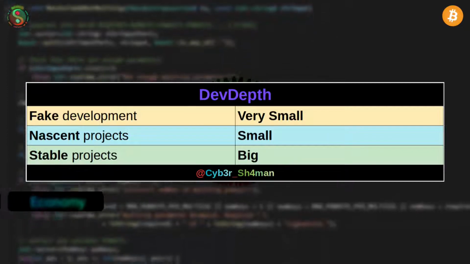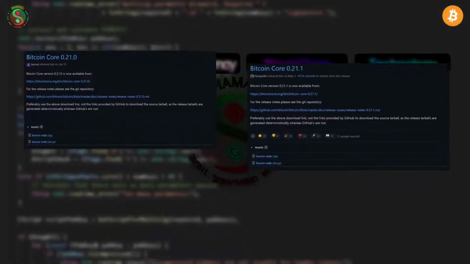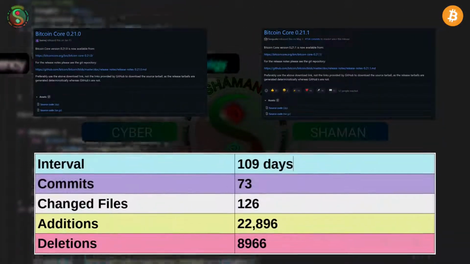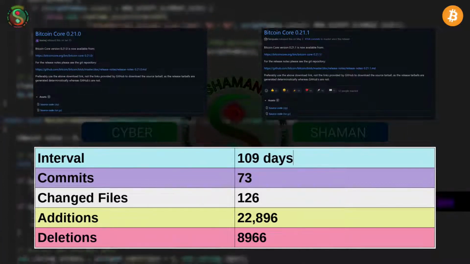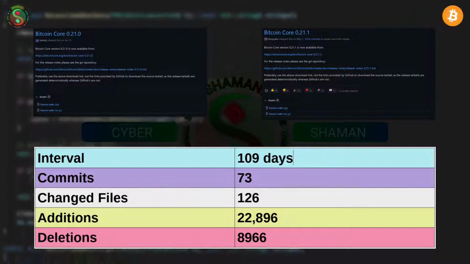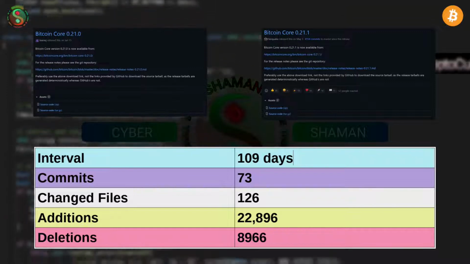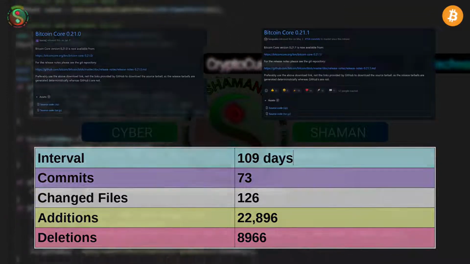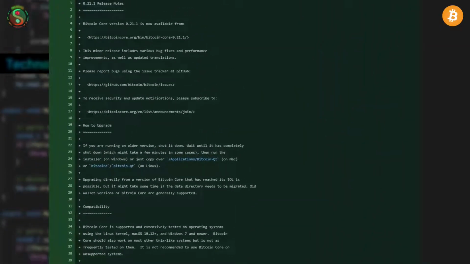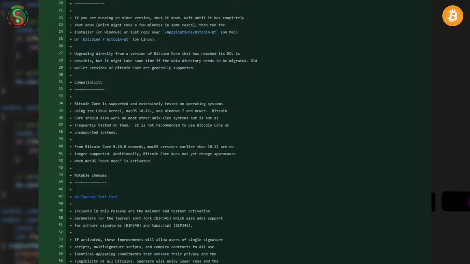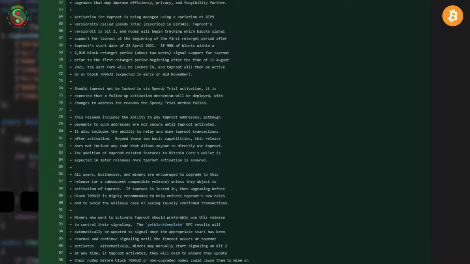Okay, to calculate these metrics, we analyze 2 of the last stable releases which have a 109 days interval. During this time, there were 73 commits to change 126 files with more than 22,000 additions and approximately 9,000 deletions. Of course, thousands of these changes are trivial or not real code. For example, 2,705 lines have been changed for release notes, which counts for more than 8% of changes.